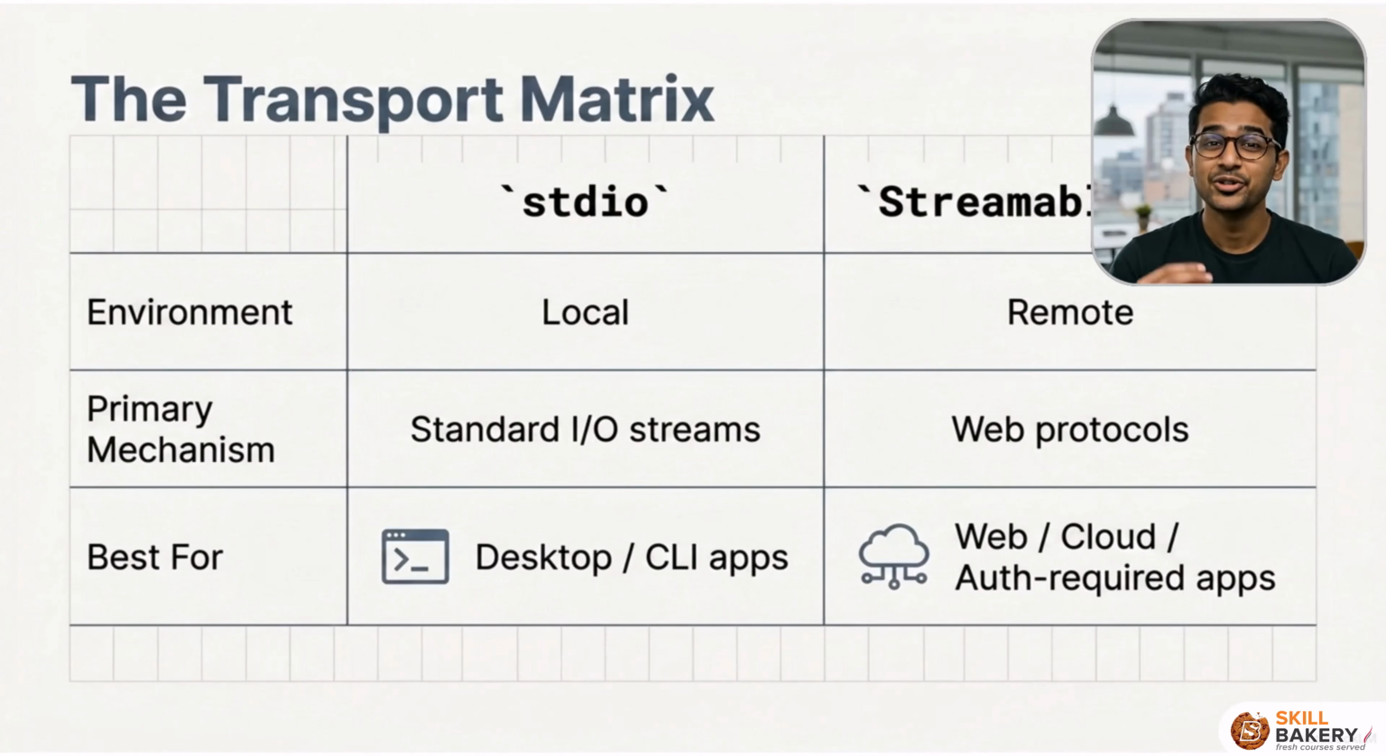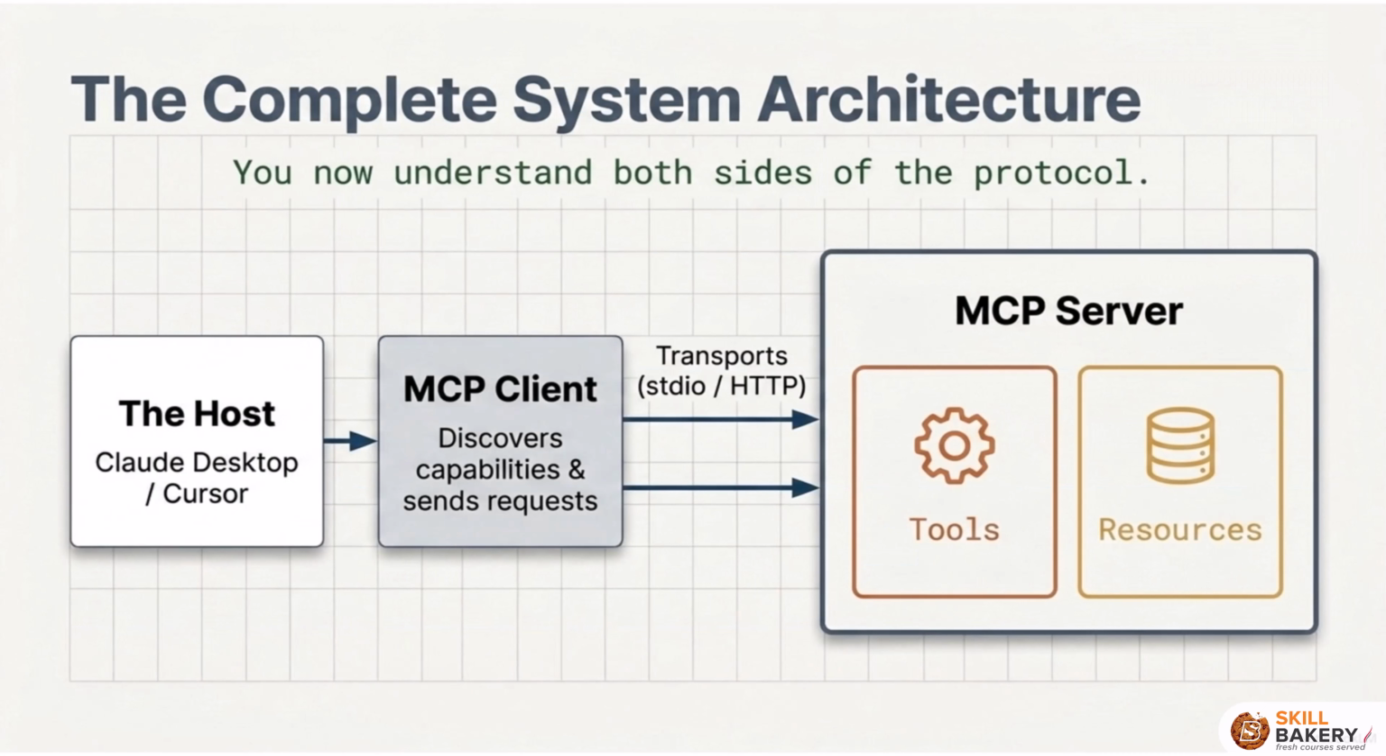For transport, use stdio for local environments like CLI or desktop applications. Use streamable HTTP for remote, cloud-based, or authentication-required applications. This is the complete architecture. The host initiates requests, the client handles communication via specific transports, and the MCP server provides the tools and resources.